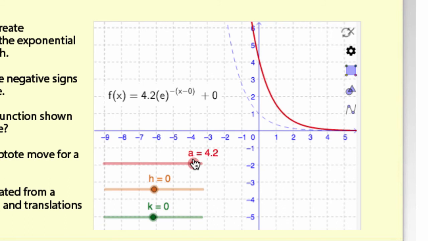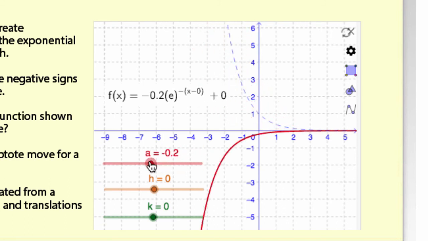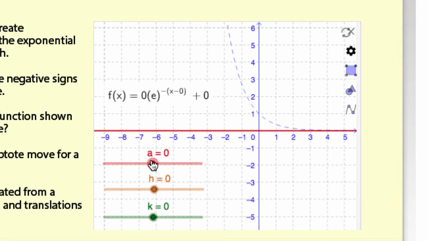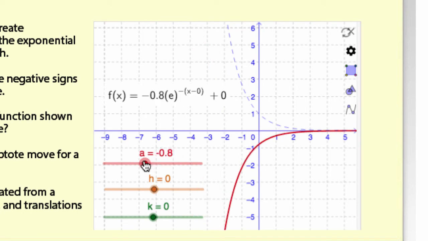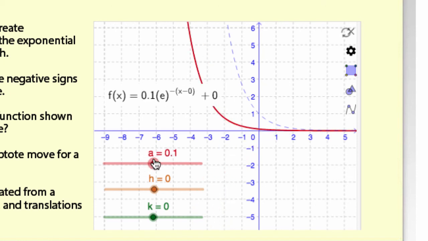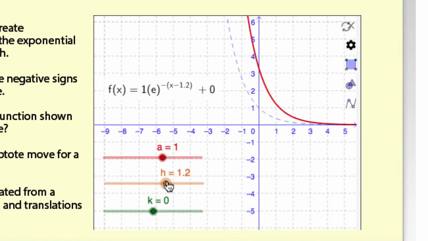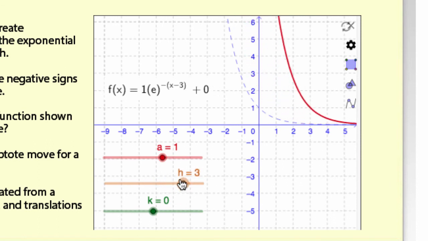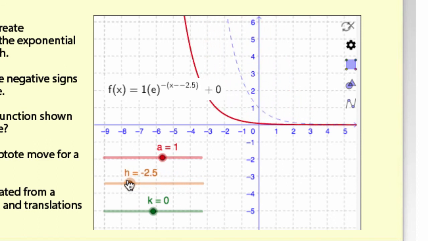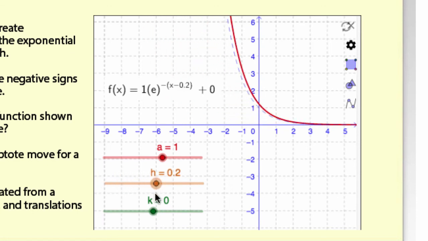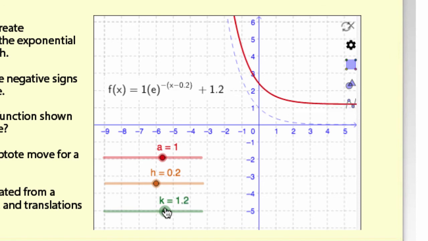So basically this is a vertical stretch when I increase and a vertical shrink when I decrease between 1 and 0. And if I go negative, that also becomes a vertical reflection as well as a stretch or shrink. And the h value, you can see that's going left to right. And the k value goes up or down.